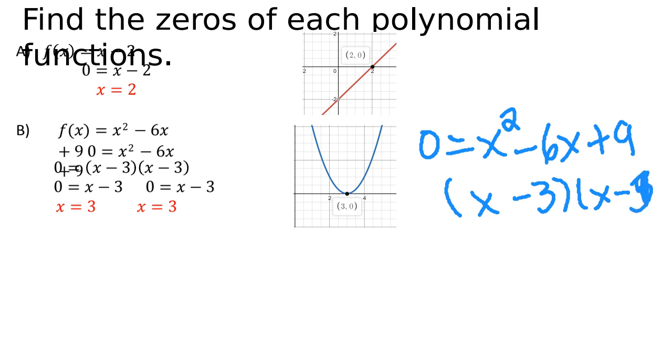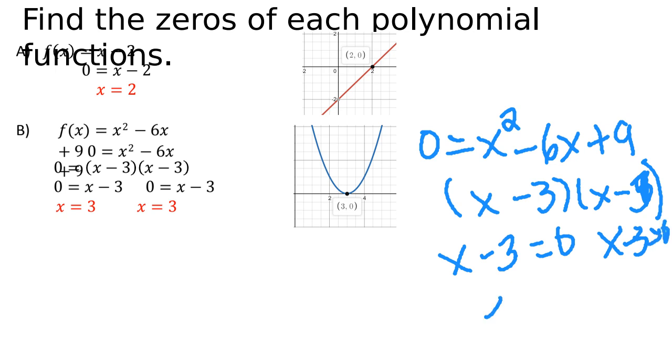And then we make those two equal to 0. So x minus 3 equals 0, and x minus 3 equals 0. So both of these are going to be x equals 3. And if you notice, they repeat. So that means that their multiplicity is 2, which is even. And when we have that situation, my graph only touches the x-axis. And we can see here that it is not actually crossing, it's just touching it.